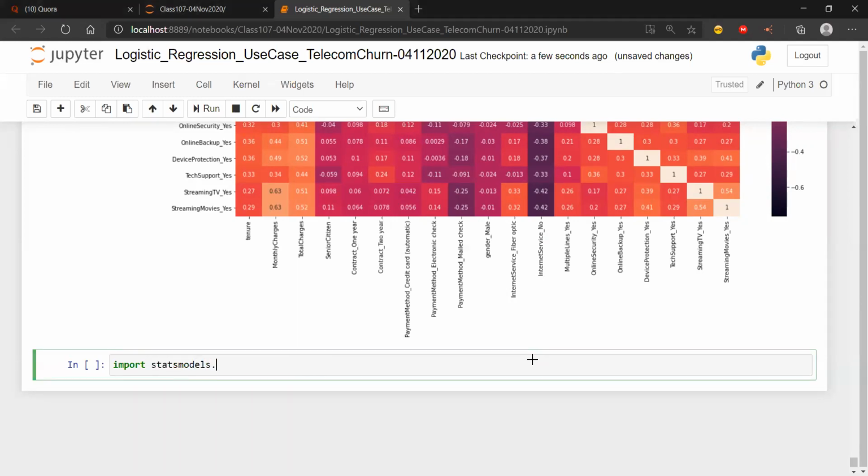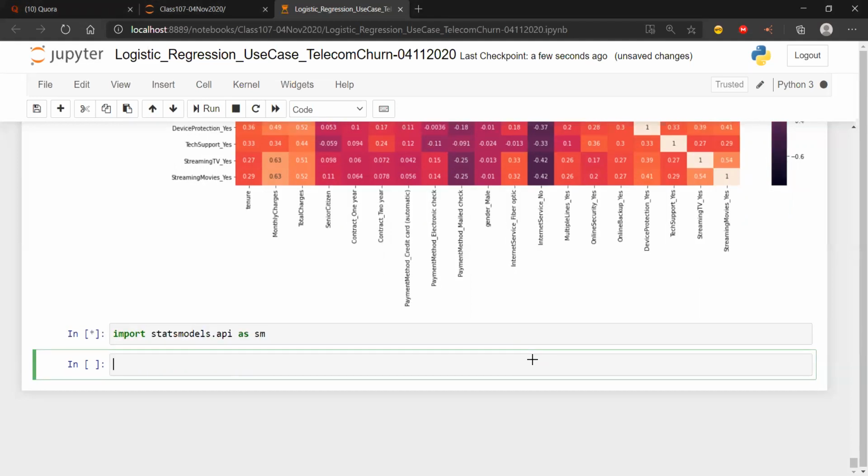statsmodels.api as sm, right? So why I'm choosing statsmodels is because the model that I'm going to create using this library is going to give me a detailed output or a description of what my model is actually doing in terms of the p-values. Looking at the p-values, I can understand whether my model is correct or not, right? So that's exactly what my intention is.